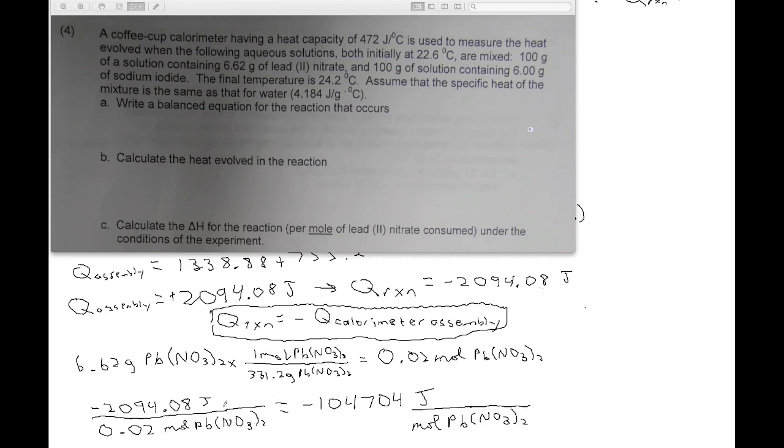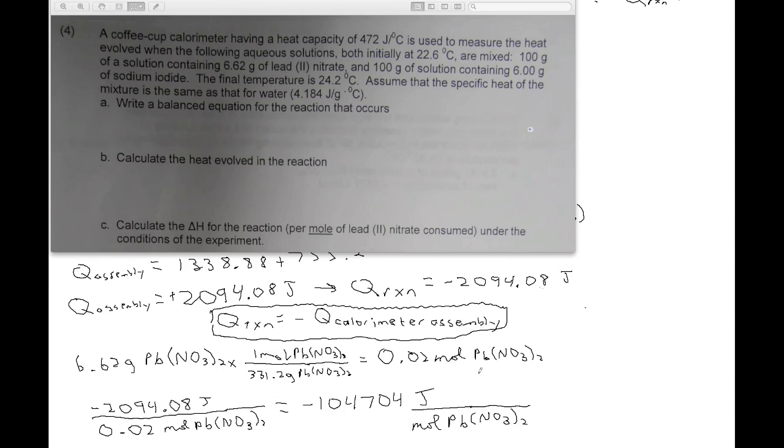Now, you got off on the right foot because you saw that you needed to figure out how many moles of lead nitrate there were. So this was a good conversion to do. But then you weren't quite sure how to do that conversion. The mistake you were making is that you thought this number was in joules per mole. If this was already in joules per mole, then this would already be the answer.